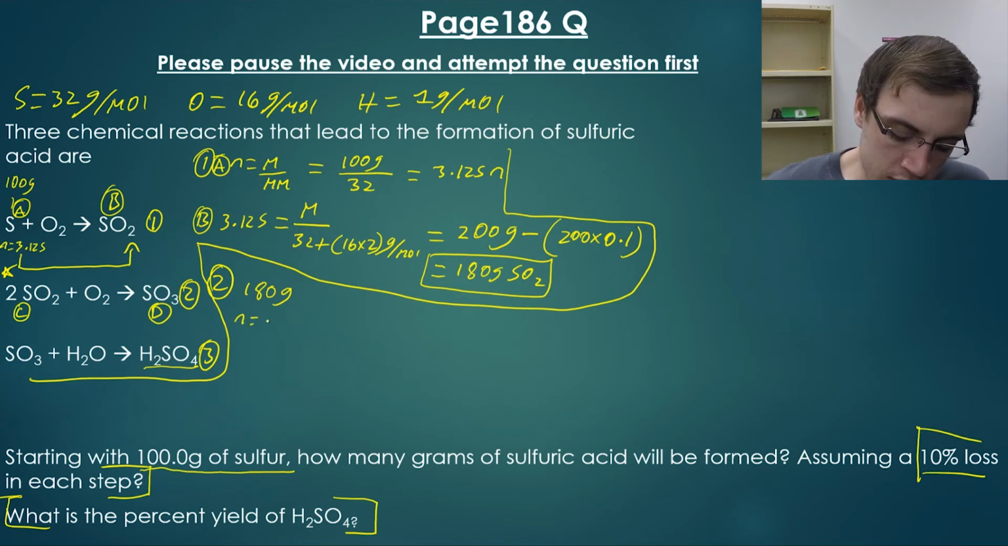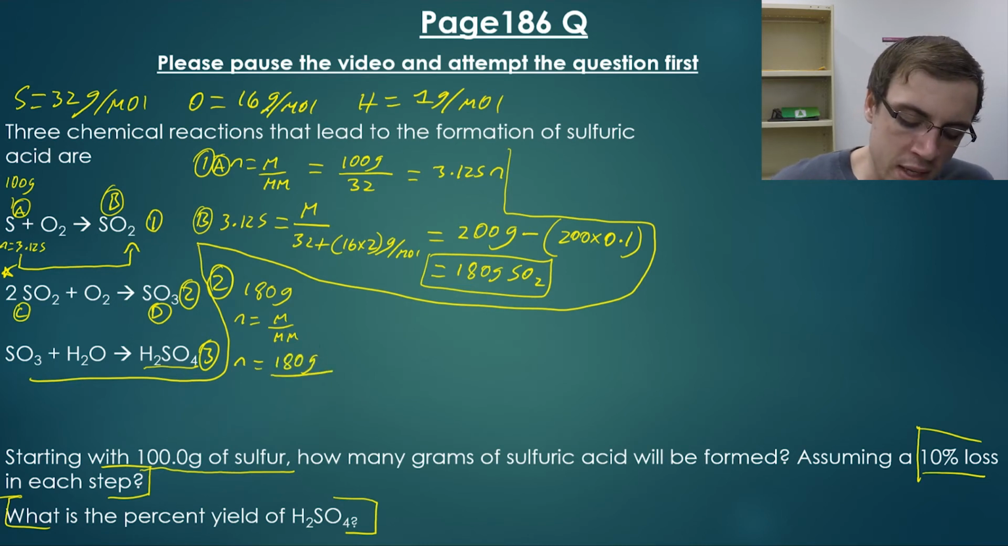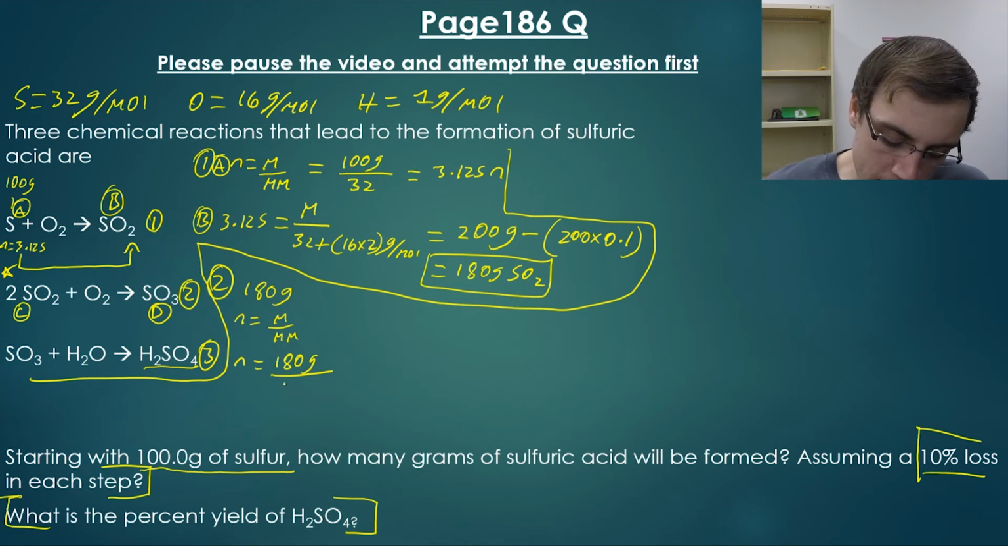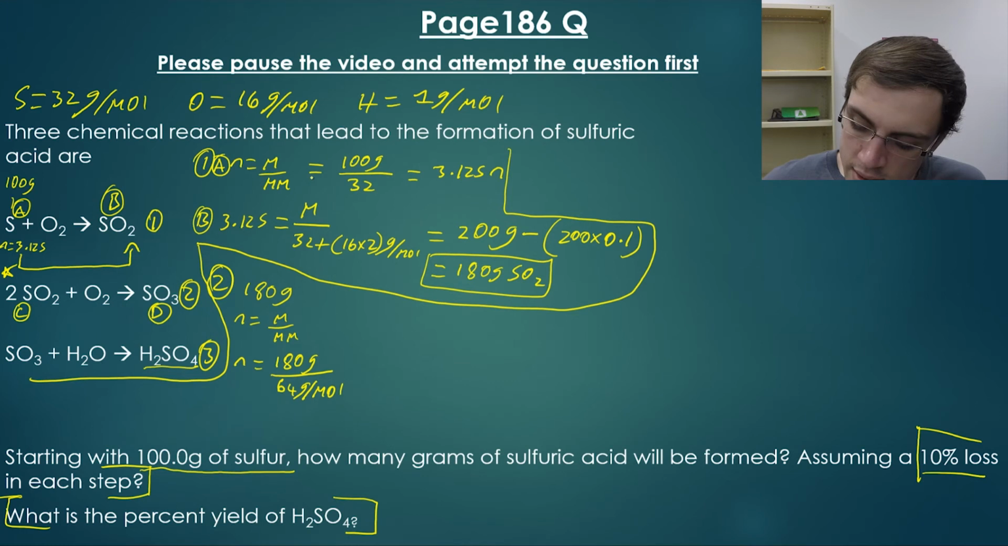So moles is equal to mass over molar mass. So moles is equal to the mass, which is 180 grams, over the molar mass. So we have 16 times 2, which is 32. And we have the molar mass of sulfur, which is 32. So that gives us a total molar mass of 64 grams per mole. So 180 divided by 64 grams per mole, that will give us a total of 2.8 moles.